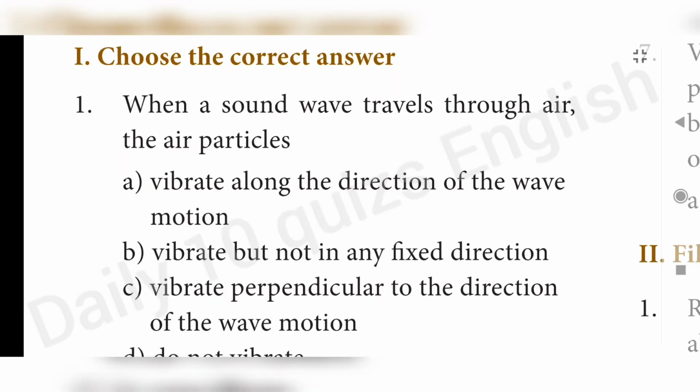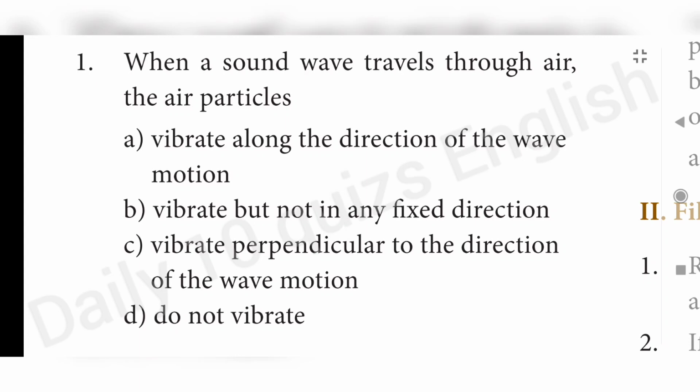Choose the correct answer. First one, when a sound wave travels through air, the air particles vibrate along the direction of the wave motion, vibrate but not in a fixed direction, vibrate perpendicular to the direction of the wave motion, do not vibrate. Answer: when a sound wave travels through air, the air particles vibrate along the direction of the wave motion. So option A, vibrate along the direction of the wave motion.